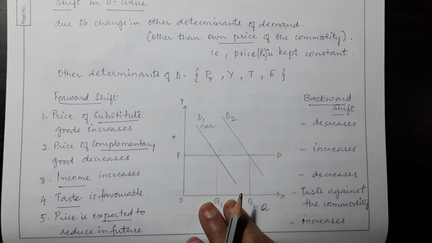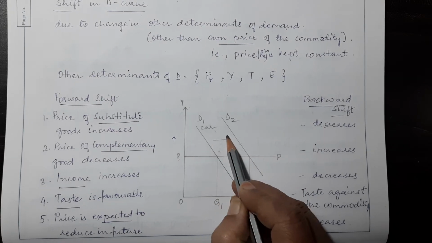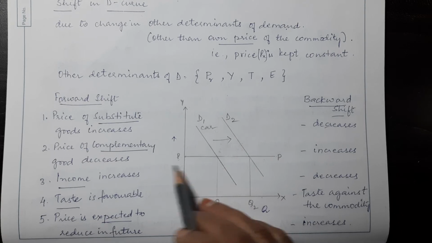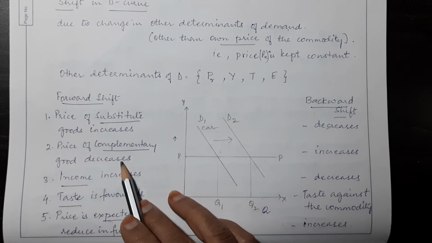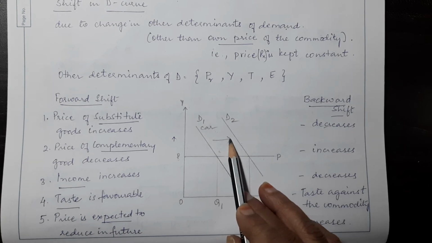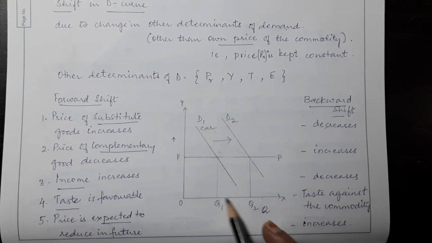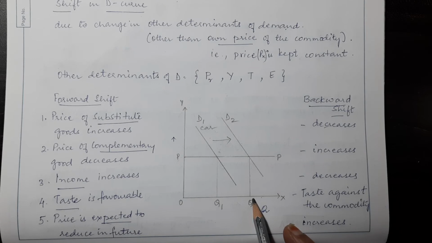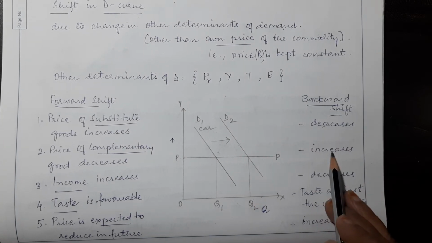We will buy more number of cars. So the demand for cars will go up. So when the price of the complementary good, here petrol, decreases, there will be a rightward shift in the demand curve for cars. That means we will buy more number of cars. The reverse happens when the price of the complementary good, petrol over here, increases.